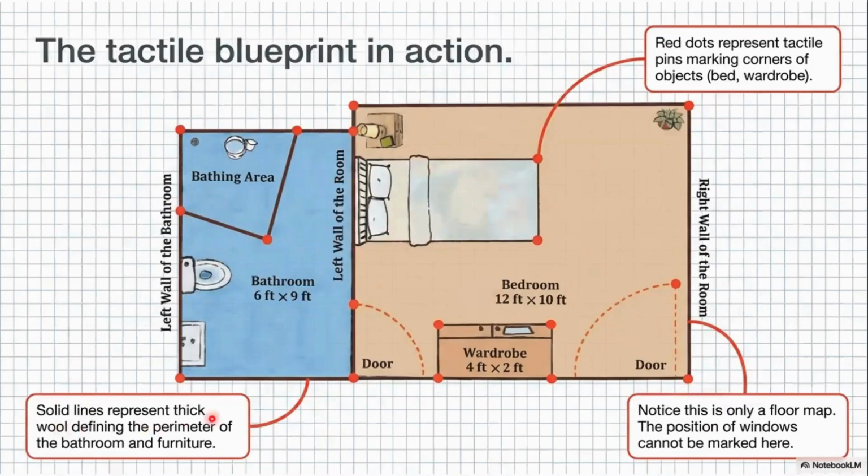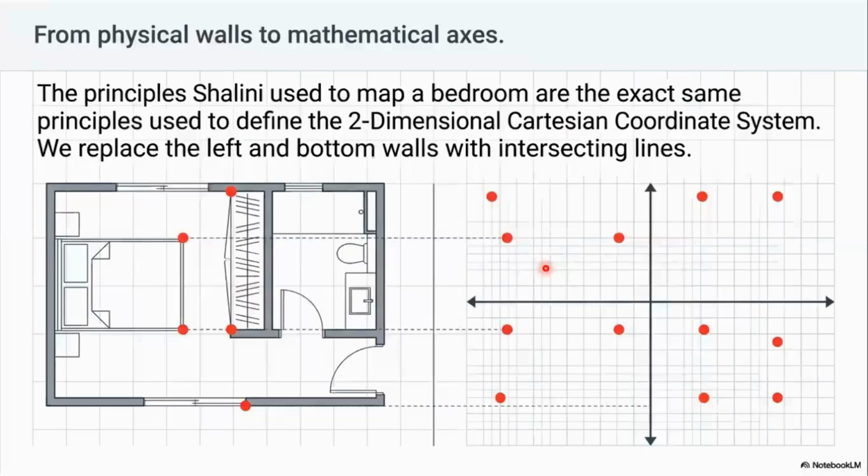Okay, so now this was his area. Solid lines represent thick wool, defining the perimeter of the bedroom and the furniture, and the corners are dots. Red dots represent tactile pins, marking corners of objects like the bed and wardrobe so that he will not get hurt. And notice that this is only a floor map, so obviously the position of windows cannot be marked over here.